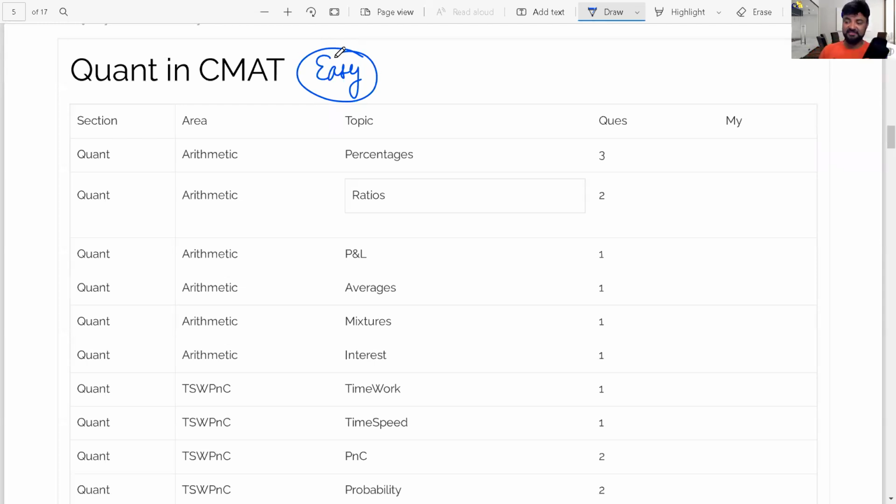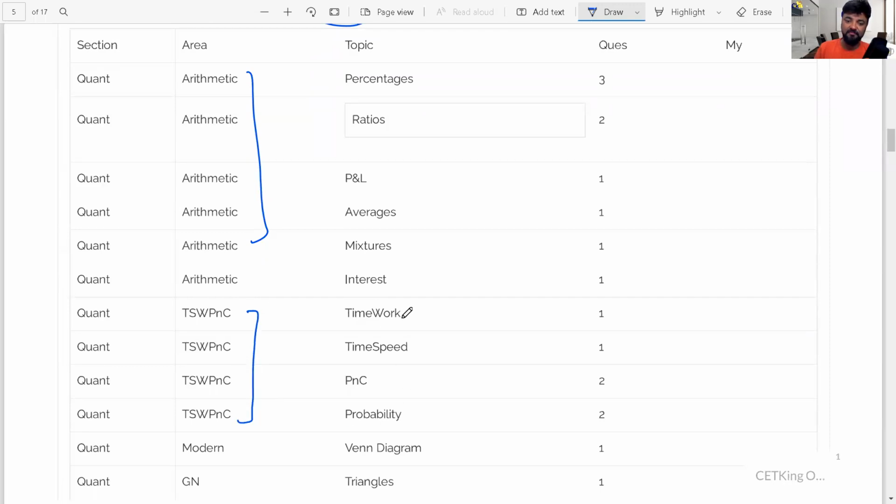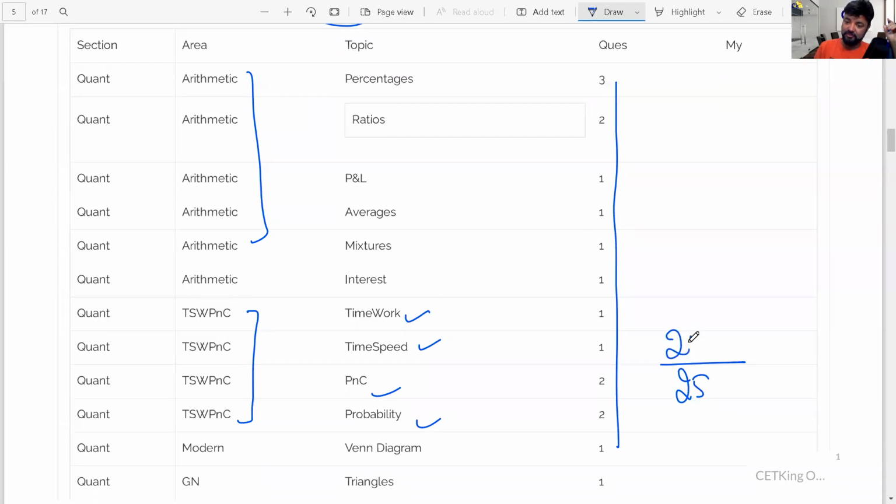The problem with the CMAT section, good news, bad news, they will ask you one question on every chapter. For example, if I talk about CET, they mainly concentrate on arithmetic. Here, every chapter, pura arithmetic, time, speed, distance, time and work, PNC, probability, हर एक question, because there are total 25 chapters, 25 questions are there, but in the book there are 20 chapters, so approximately 1.2 question, 1.1 question, one question per chapter.